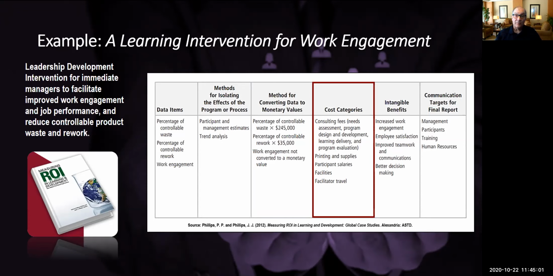You may think of more for your particular program, or your program is going to be different. It might not be a learning intervention. So whatever the cost categories are, think of all the things that went into the program. For instance, I have participant salaries here. While they were in the 7 sessions, they weren't at work, right? That counts for something. Salaries and benefits combined.